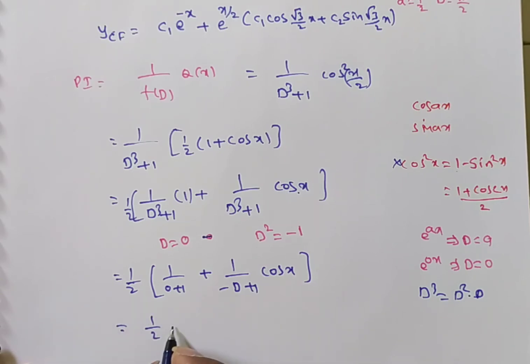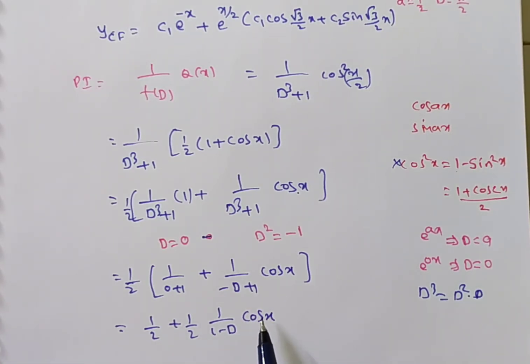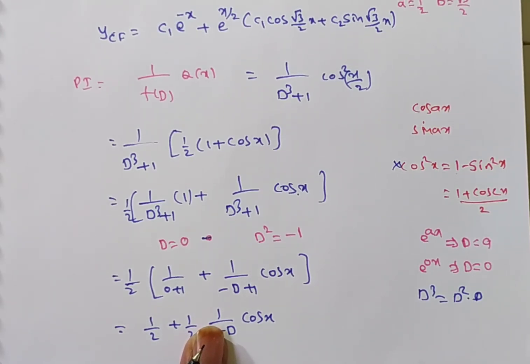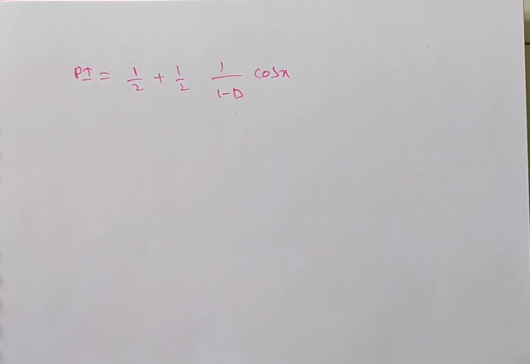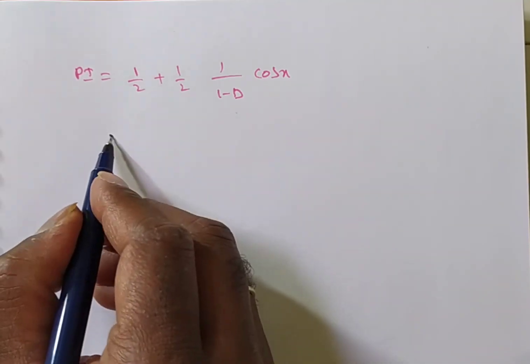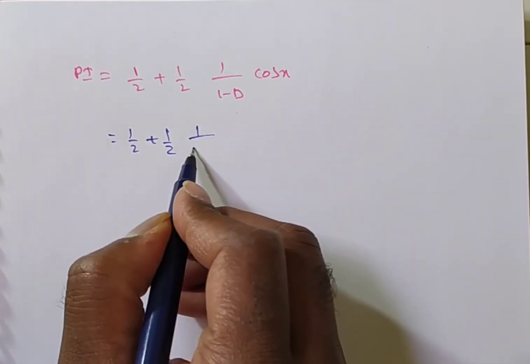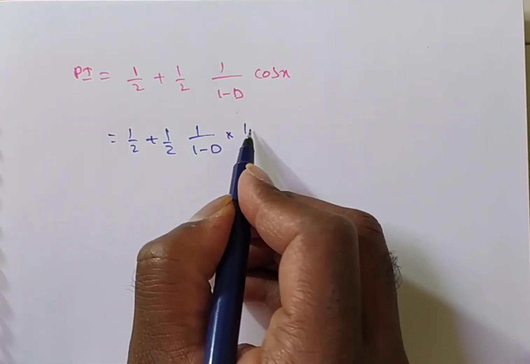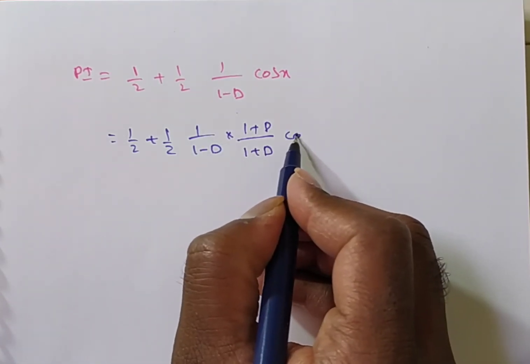Next here, if you multiply it inside, plus 1 by 2 you have, this is 1 minus D into cos x. Friends, whenever sine or cosine is there, must and should that f of D is containing D square terms. But here you have 1 minus D. If it is only 1 by D, then you can do integration. But 1 minus D is there. So in this case we have to go for rationalization. Now rationalization with what? 1 plus D. Now 1 by 2 plus 1 by 2 into 1 by 1 minus D into 1 plus D by 1 plus D into cos x.